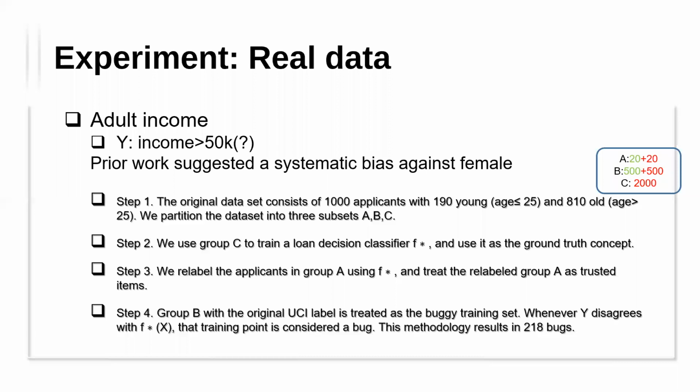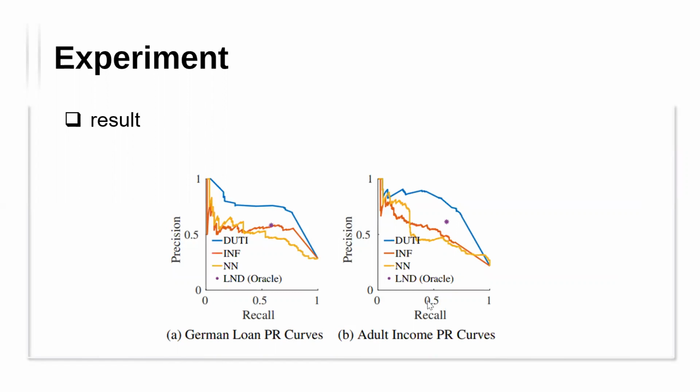We can then look at the adult income data set and compare them together, because how they collect this adult income data set is quite similar to the previous one. They also found that in this data set there might be a systematic bias against females, and then they do the same partition to the data set. And then we can look at the results. A is the result from German loan PR curves, and the second one is adult income. From this result, they said duty performs the best again among the four different methods.